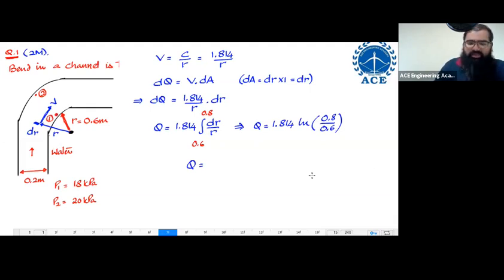Now, this part is not having anything to do with vortex motion. This part is complete kinematics. When your local velocity is a function of something, if you want to find out discharge, you should find differential discharge, then integrate in order to get complete discharge. Please get me this value. What is 1.814 ln of 0.8 by 0.6?